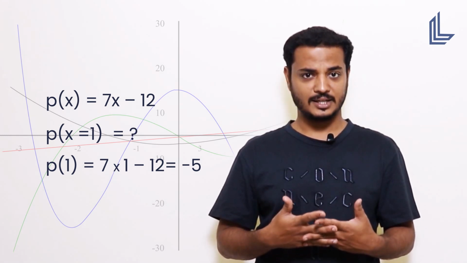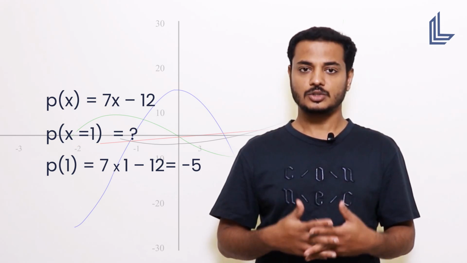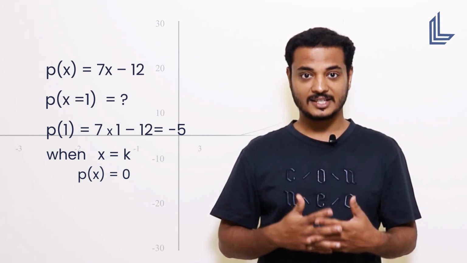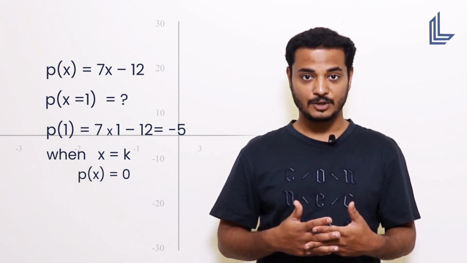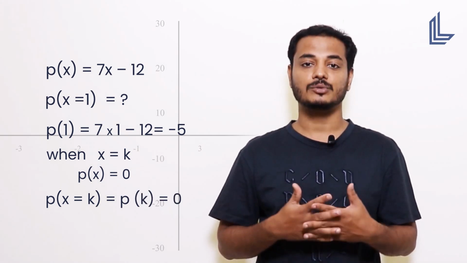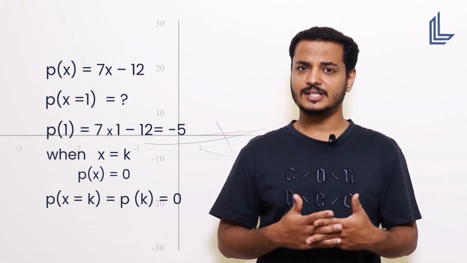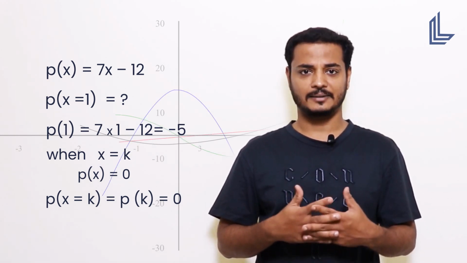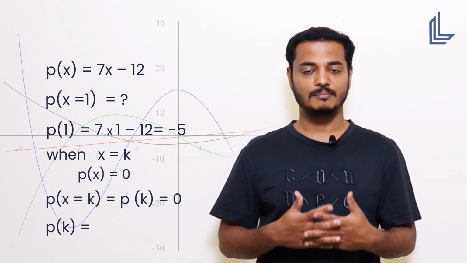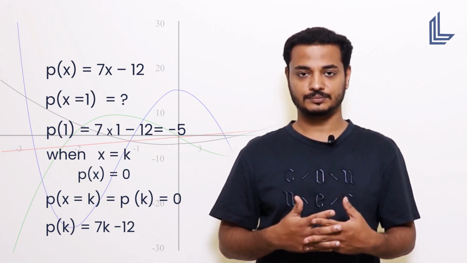Now the question really is, at what value of x p of x becomes 0? So let's assume at x equal to k, p of x equal to 0. What does it mean? It means that p of k is equal to 0. Now what is p of k? Simple. You just need to substitute the value of x as k. When you do that, you will get p of k as 7k minus 12. And we know that this is equal to 0.